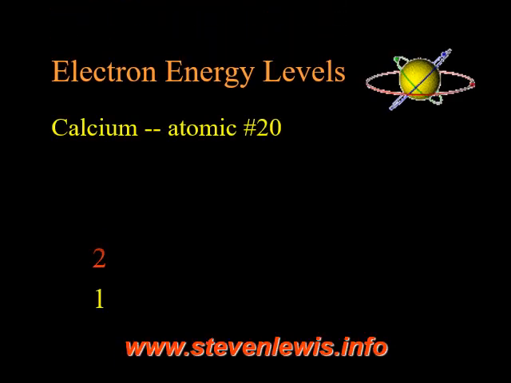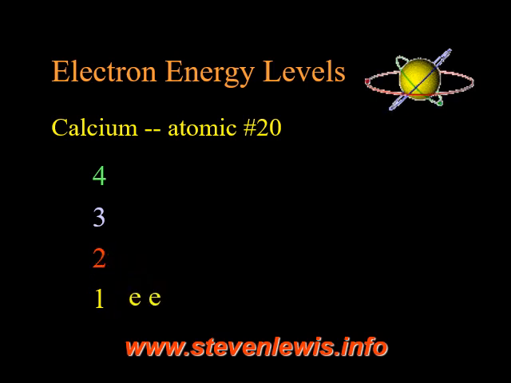Let's look at an example. Calcium is element number 20 in the periodic table. That tells us that calcium has 20 protons, or positive charges, in the nucleus. It also tells us that calcium has 20 electrons around the nucleus. We will put the first 2 electrons in the first floor of our electron hotel.